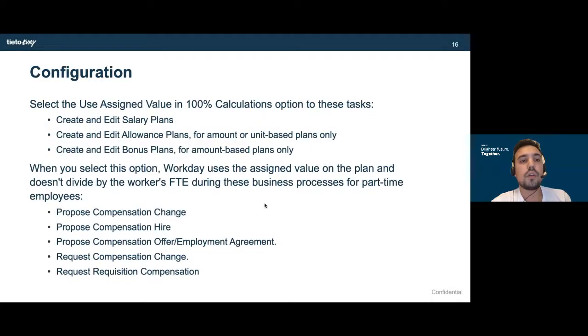So in the configuration, you will see that it's only the list of plans which include this new feature. There are salary plans, allowance plans for amount or unit-based plans only, not percent-based, and also your bonus plan only for amount-based. So in this plan, you will have the new option called Use Assigned Value in 100% Calculation. And when you have this option selected, Workday will use it in the following business processes. So propose compensation change, propose compensation hire, propose compensation offer employment agreement, request compensation change, and request requisition compensation.